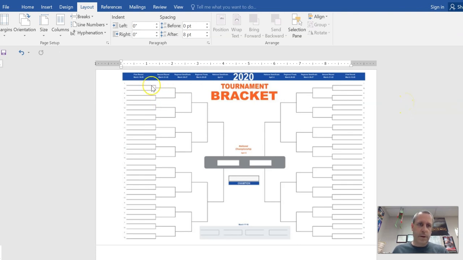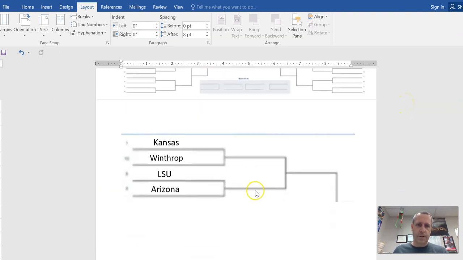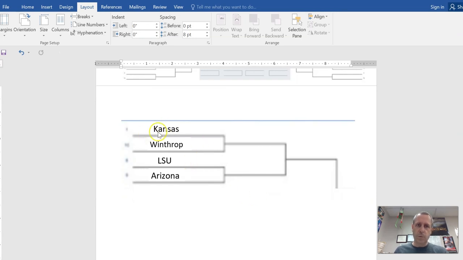Well, we'll zero in on that top section. I think it would have looked something like this, with Kansas in the 1 seed, Winthrop in the 16, LSU in the 8, and Arizona in the 9. Right now, as of this point, all of these teams are considered equal. Yes, they might have been seeded higher or lower, but until the game is played, they are on an equal level, and you can see that equal level right there.